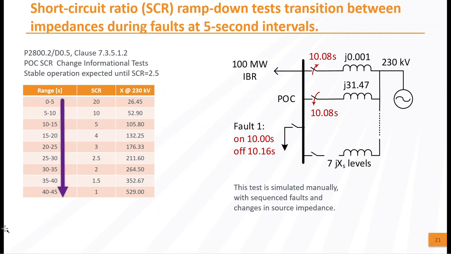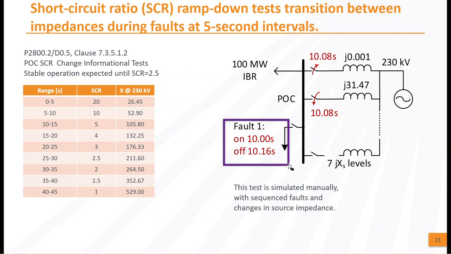The way we do that is, we start with the first test period, and we're actually running 10 seconds to make sure that the model is stabilized. But our grid impedance is j0.001 ohms, so it's a very strong grid, and it stays that way for 10 seconds. At 10 seconds, we put on a fault, and it's going to be cleared in 0.16 seconds.